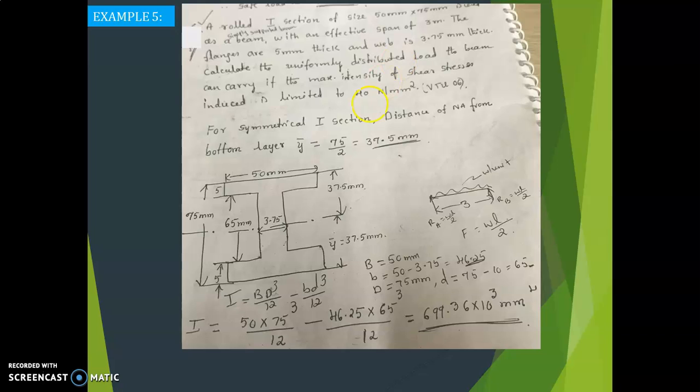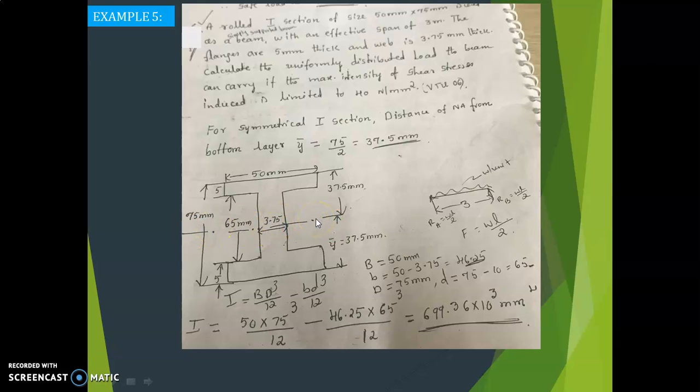W you have to calculate, but here the shear stress is limited to 40 Newton per millimeter square. So you have to use only the shear stress equation. How to calculate this, I have told while explaining the theory: in case of I section, the maximum shear stress will be induced at the neutral axis. So you have to calculate shear stress at the neutral axis.